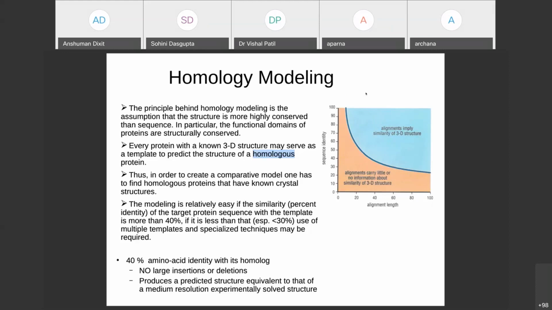So this particular graph, if you look into this, if you go for more than 40%, so they are highly similar sequences. Modeling is easy. If it is less than 30%, the modeling would be difficult and would require multiple templates and other things.